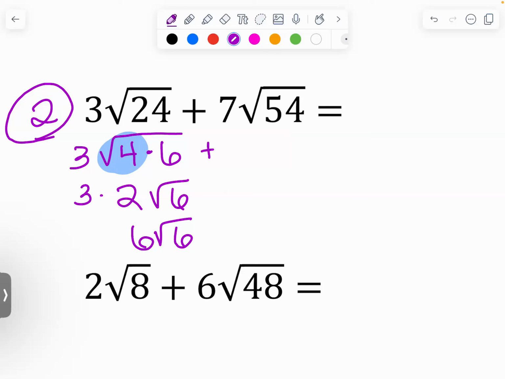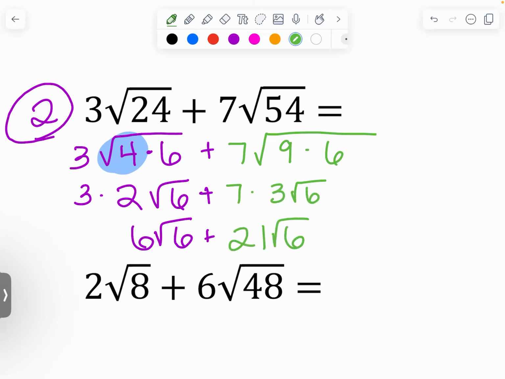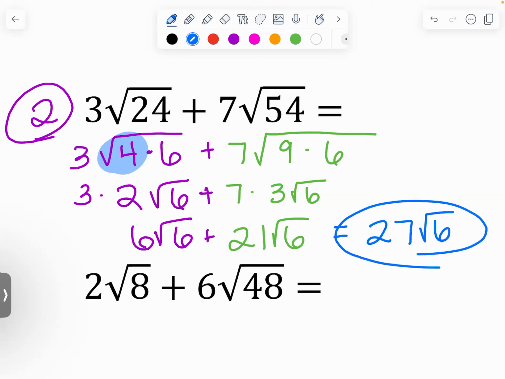Now, how about 54? What perfect square divides into 54? So 9 times 6, we know the square root of 9 is 3. So we end up with 21 square root of 6. Okay, so final answer, do we have like radicals? Yes. So we can say 27 square root of 6. Okay.